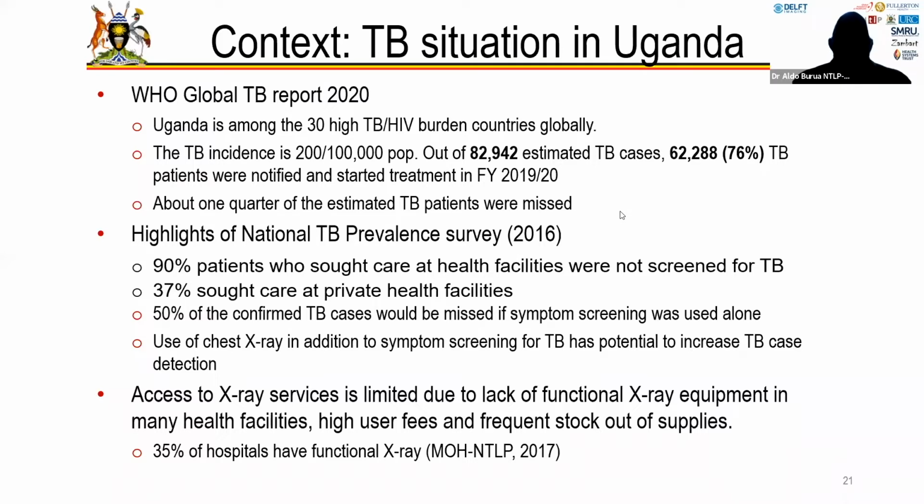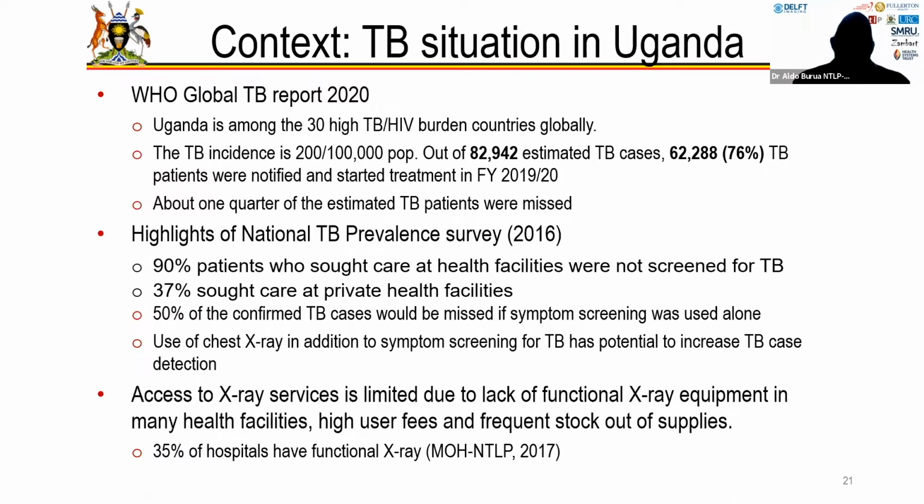The country undertook a national community-based prevalence survey in 2016, and from that survey, it was revealed that about 90% of patients who sought care at health facilities were not screened for TB, and about 37% sought care at private health facilities. From the same survey, it was also realized that about half of the confirmed TB patients would be missed if symptom screening was used alone. So it was recommended that the use of chest X-ray in addition to symptom screening has potential to increase TB case detection.